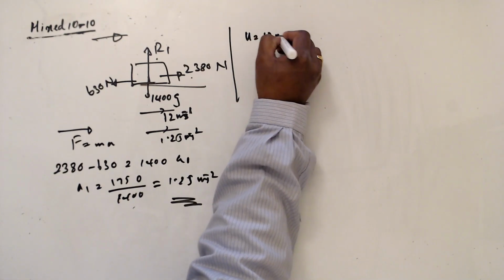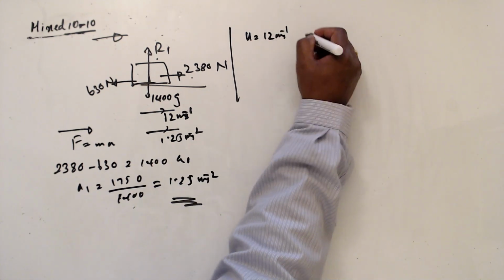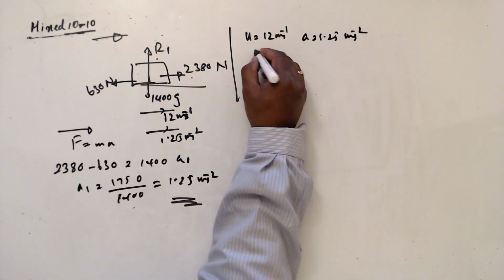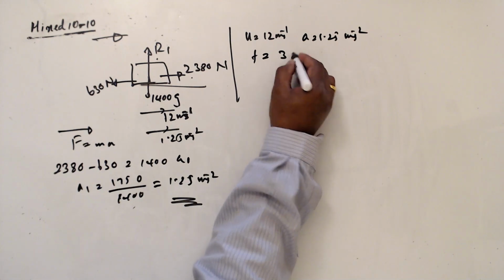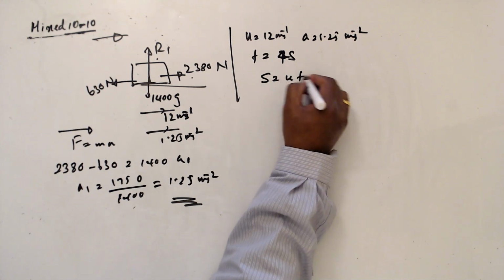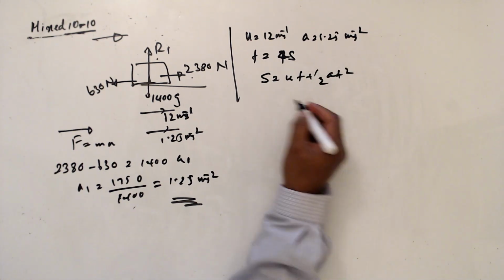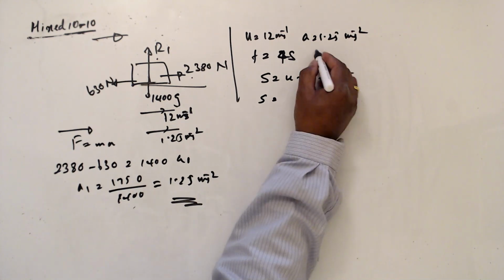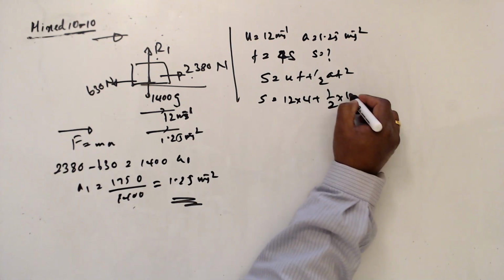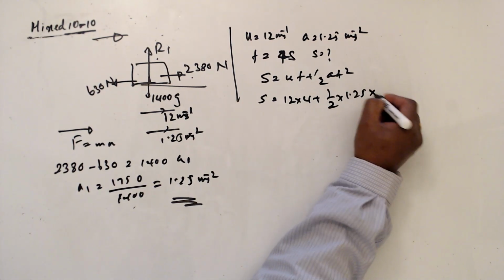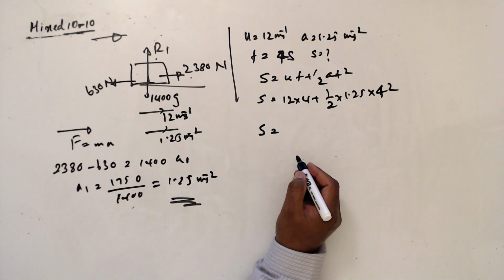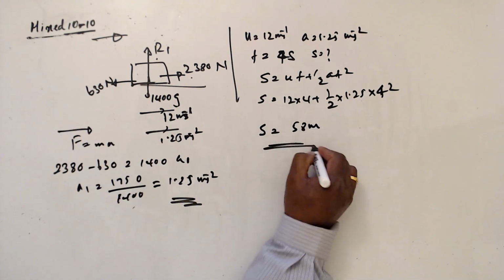Now we have the acceleration as well, 1.25 m/s². Starting u equals 12 m/s, a is 1.25 m/s², and we need 4 seconds. So we can use s equals ut plus half a t squared. So s, the distance we need, is 12 times 4 plus half times 1.25 times t, meaning 4, squared. So when you solve this one, you will get 58 meters.